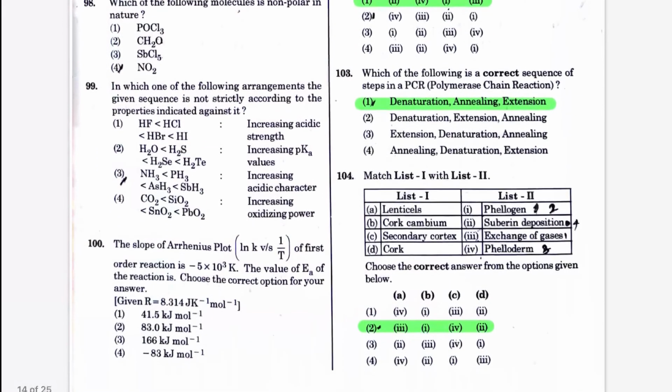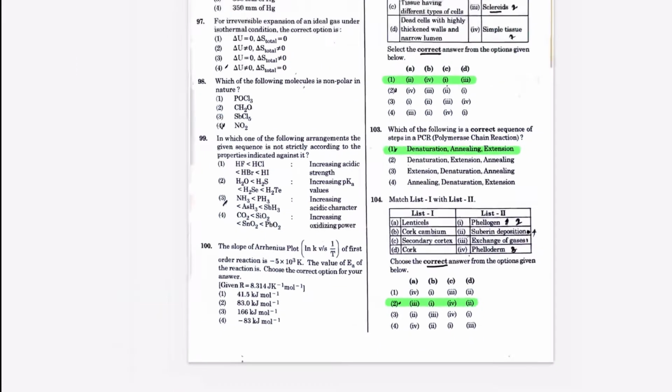And for the next question, you must match again list 1 with list 2 and give the correct answer, and the option is 2. Lenticels are necessary for the exchange of gases in the bark. In the bark you will have small openings through which exchange of gases will take place. The other name for cork cambium is phellogen, for secondary cortex it is phelloderm, and for cork it is suberin deposition, right? So the option would be 2.